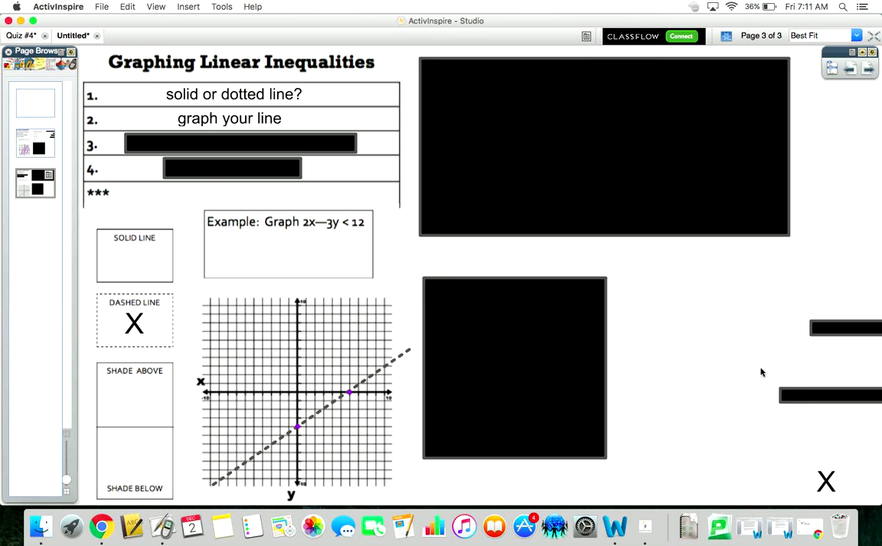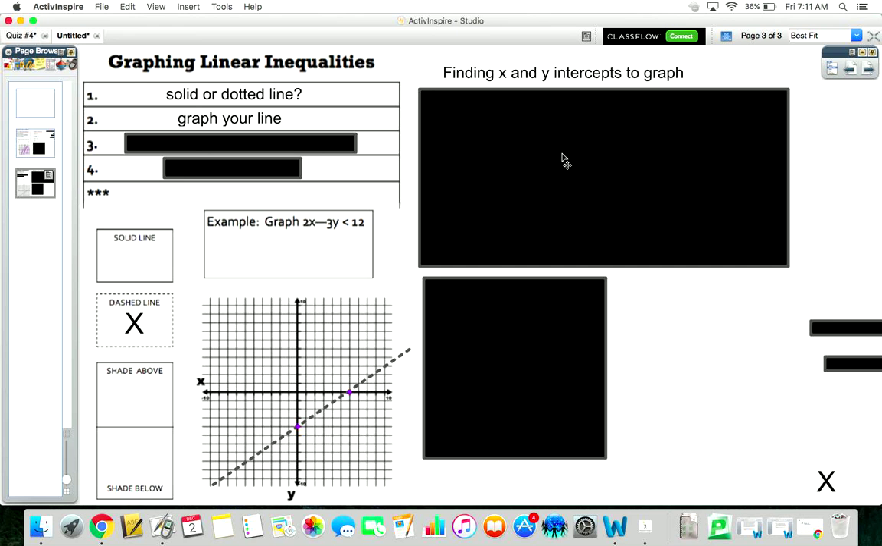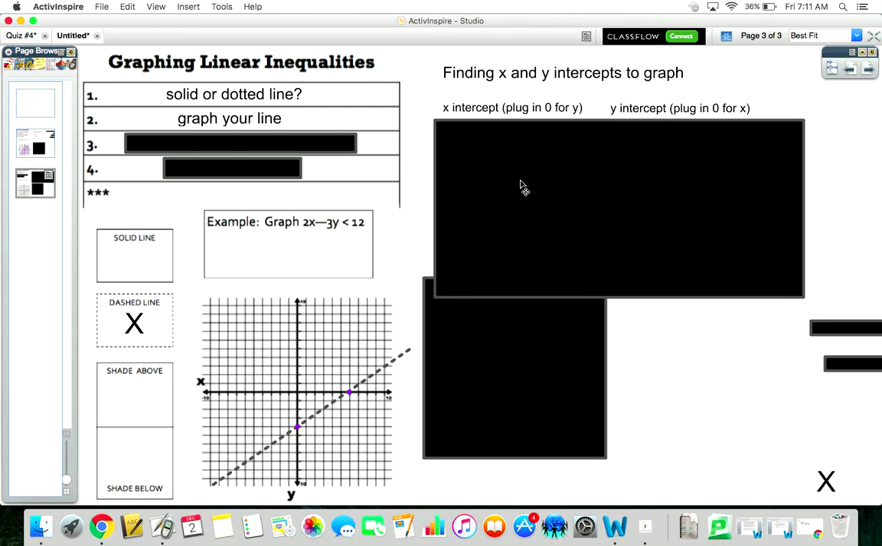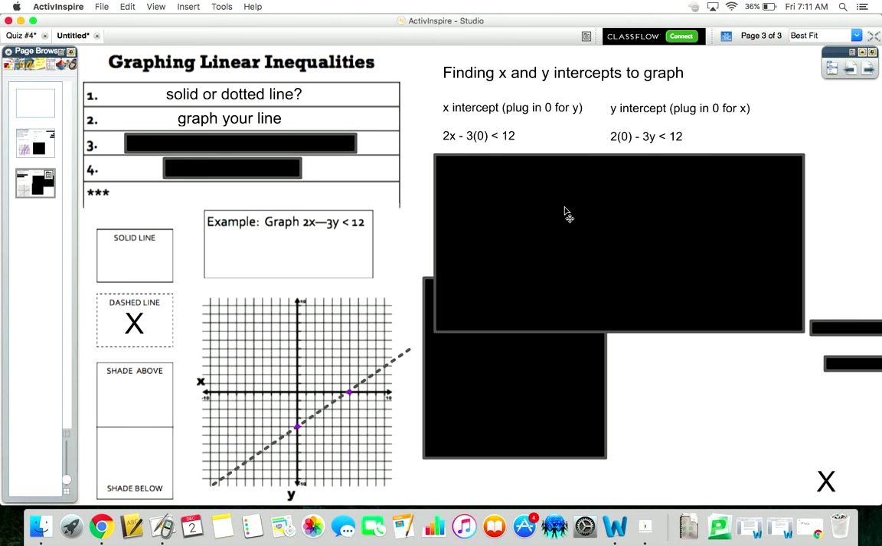So to graph in standard form, you need to find your x and your y-intercepts. To find x, you need to plug in 0 for y, and then to find y, you need to plug in 0 for x. So I've done so. On the left, I have an x-intercept, and on the right, I'm solving for my y-intercept.